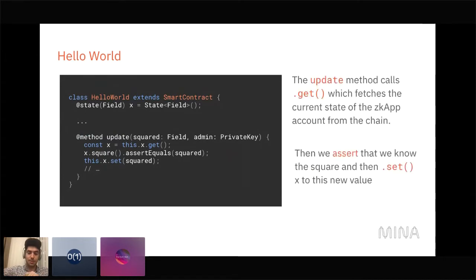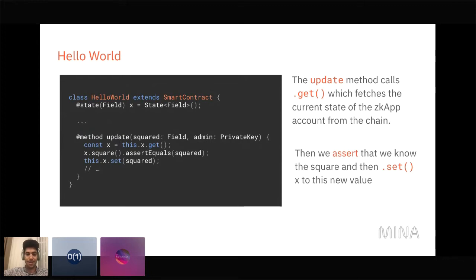So in this specific example, we're just going to see the first few lines first. Update is first getting the value of X from the chain. And then now we have whatever X was. On the next line, we're squaring it. And then we're asserting that X squared is equal to this variable called squared that's passed in as an argument. So squared was private when it was passed in as an argument. But now on that third line, we're going to set X to the new squared value. So that makes it public.